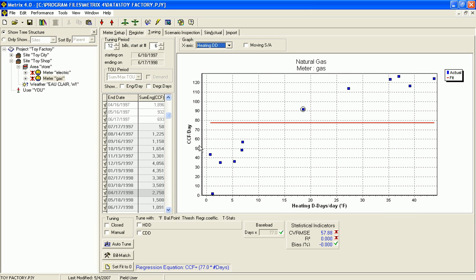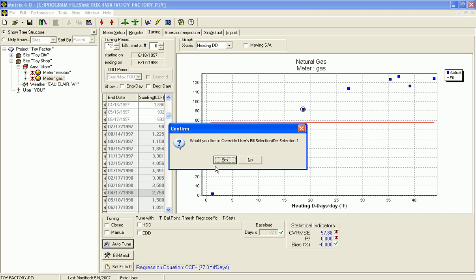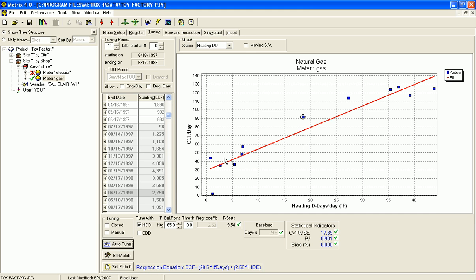Now auto-tune the meter. All of the statistical indicators have green check marks next to them, and the R-squared value is close to 1. This points to a good tuning.